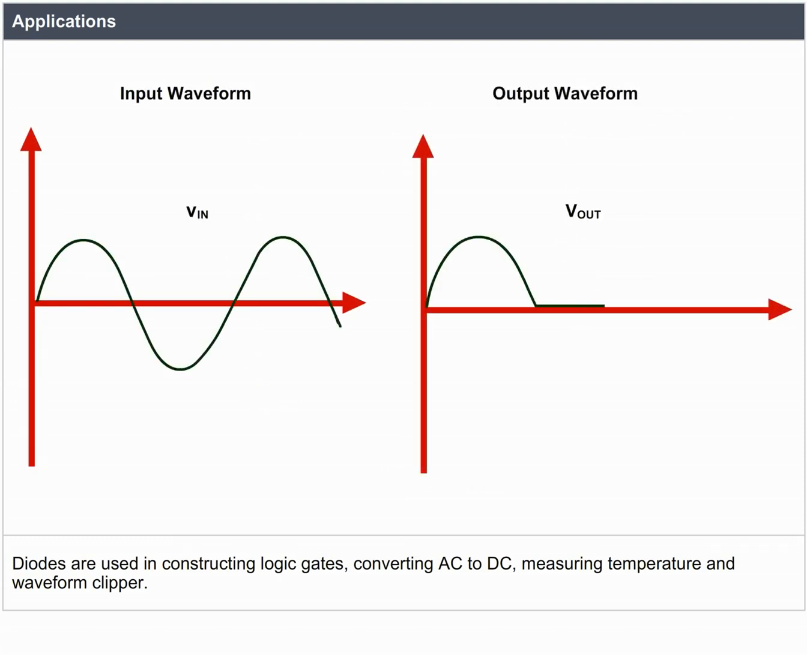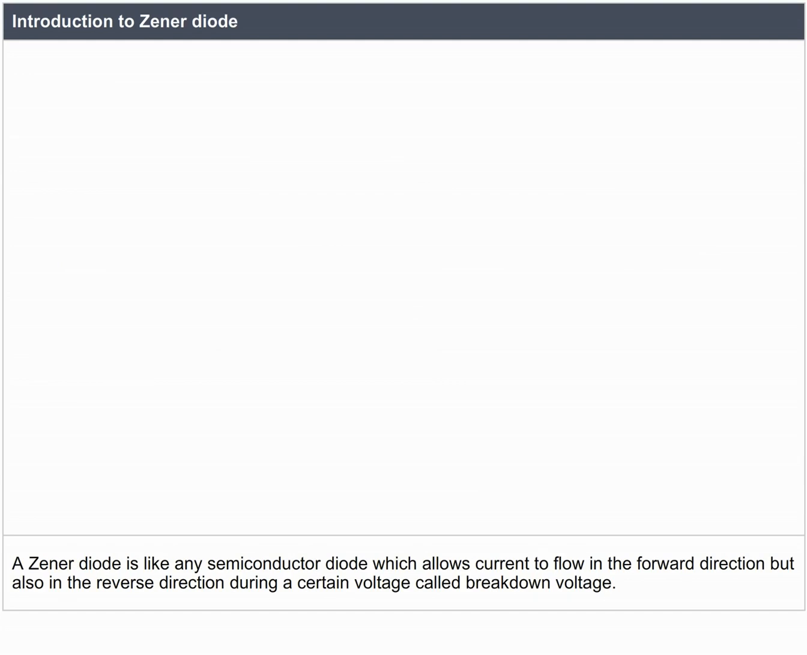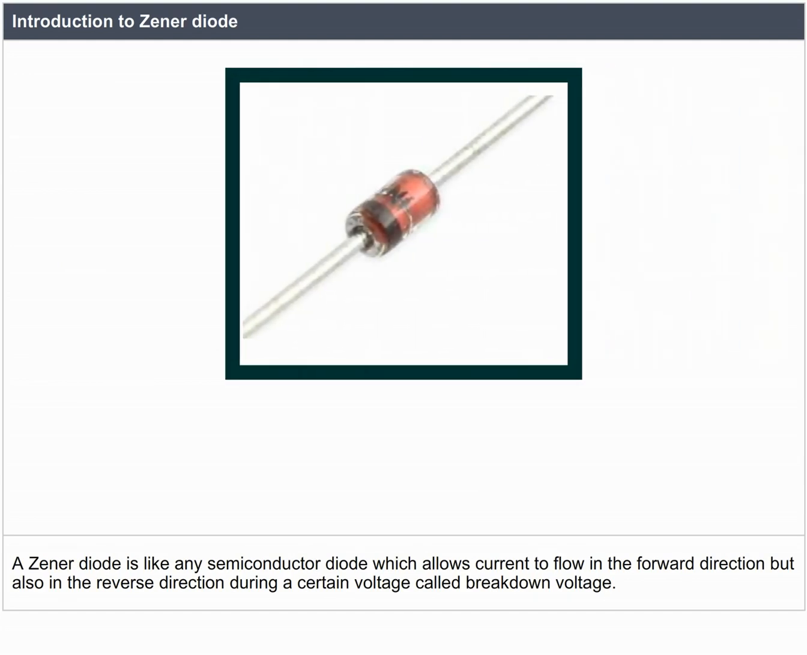Introduction to Zener diode. A Zener diode is like any semiconductor diode which allows current to flow in the forward direction, but also in the reverse direction during a certain voltage called breakdown voltage. Symbol of Zener diode.